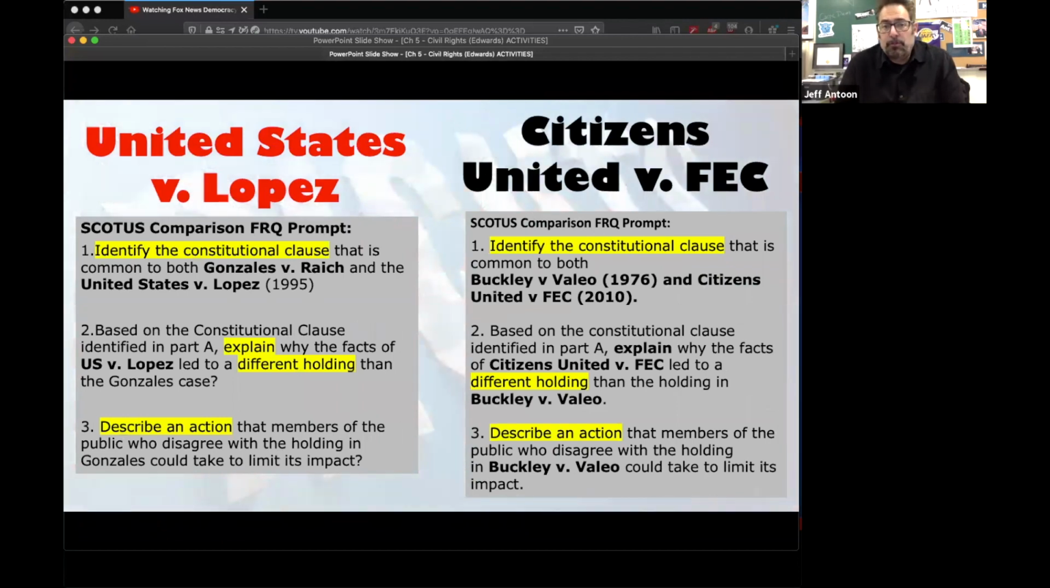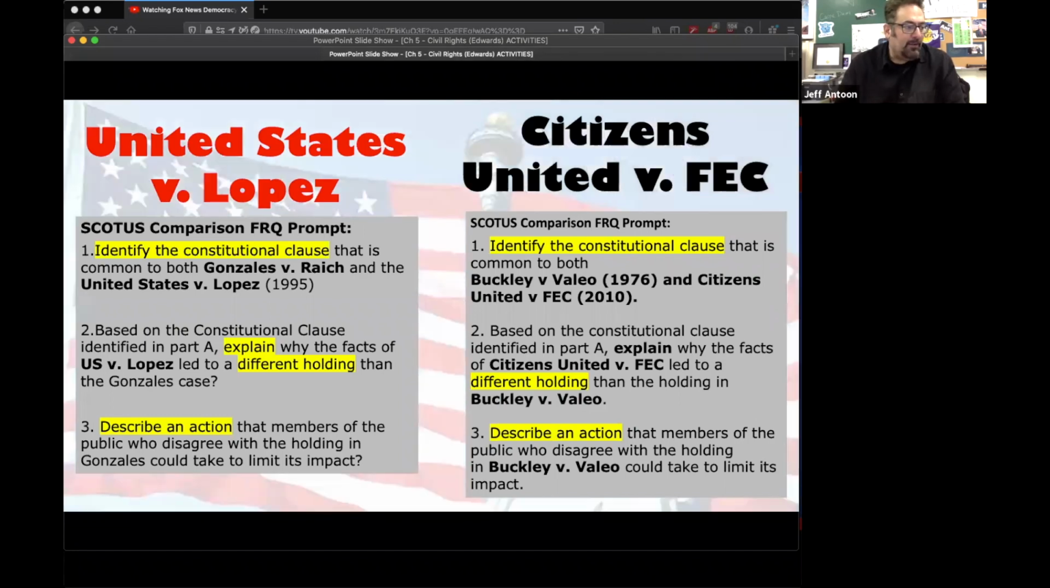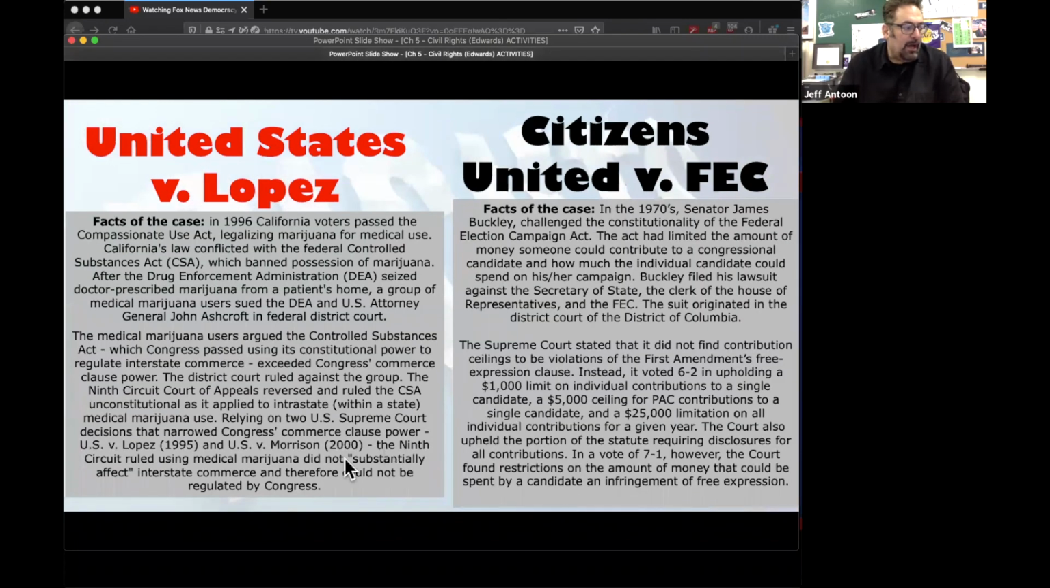So there's your prompts. Both are identical. It depends on which one you have. Identify the constitutional clause in the first one and in both. So the constitutional clause in Gonzalez v. Raich versus U.S. v. Lopez, based on my notes, I should know which one it is. We just covered this one. I see commerce down here. You're going to be looking through this, and then you're going to be looking through your notes on U.S. versus Lopez. We just covered that in class if you were paying attention.